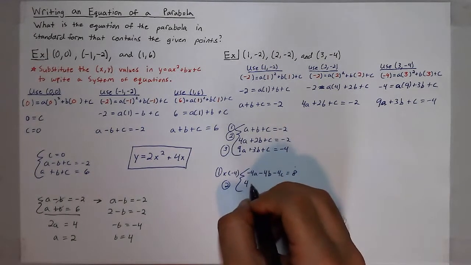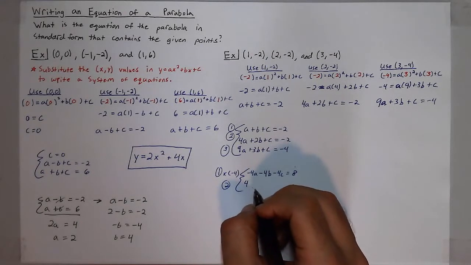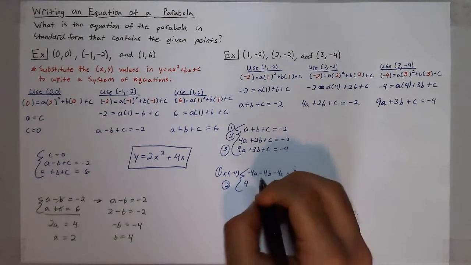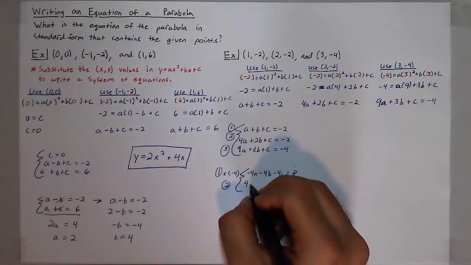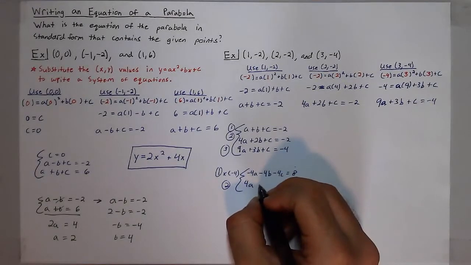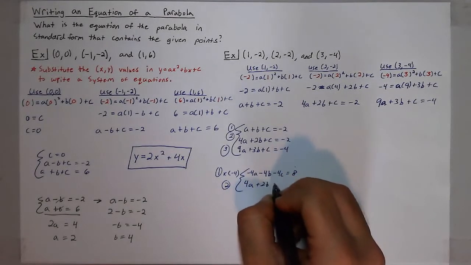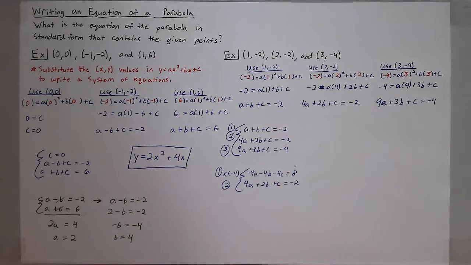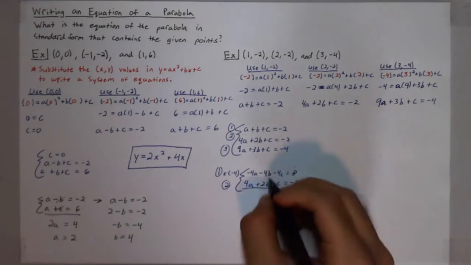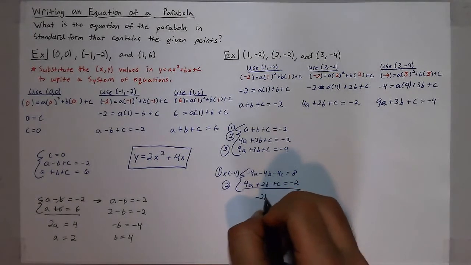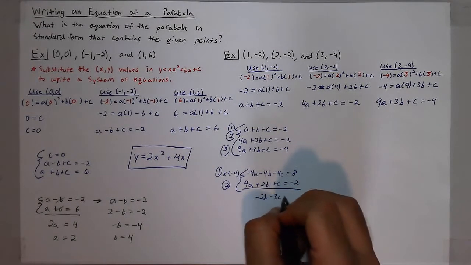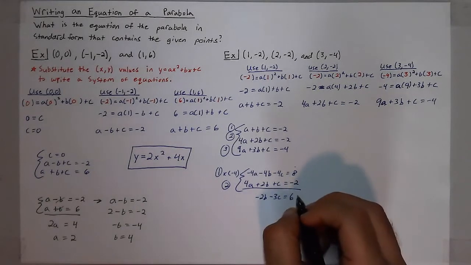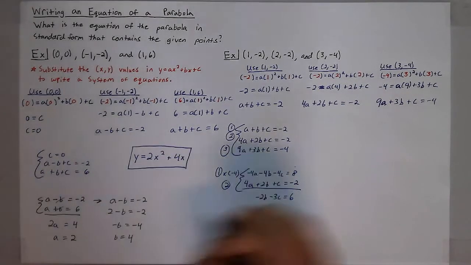And then I'm eliminating a here instead. But maybe that's the strategy, so let's go with that instead. So 4a plus 2b plus c equals -2. The a's will cancel, and I'll get -2b minus 3c equals 6. And that'll be a fourth equation I just discovered.